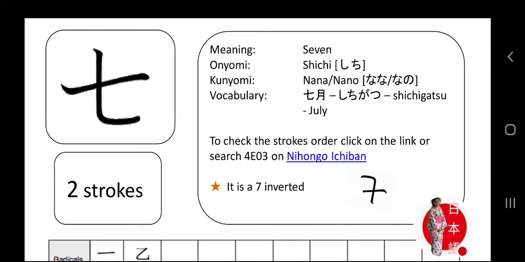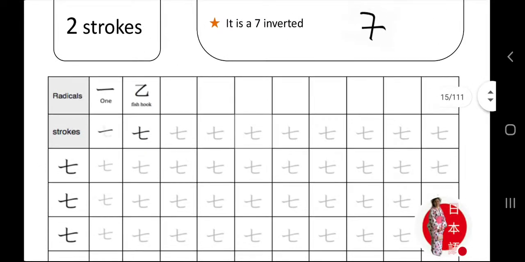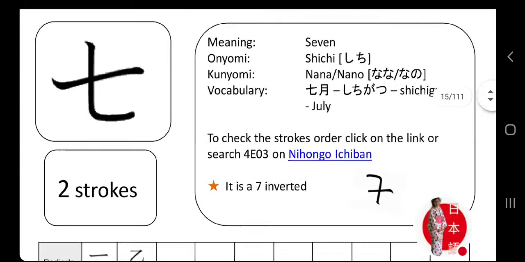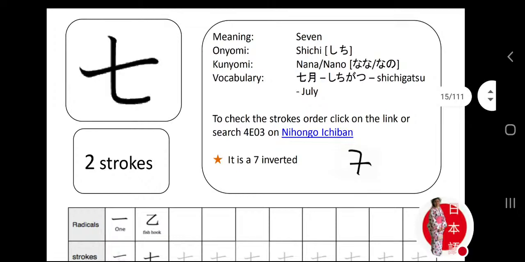Shichi, an inverted 7. So how do we write this? This is the stroke order, minasan. Ichi, ni. Okay, oo nga naman, binaliktad na 7. So we have the shichi. Shichi means 7.